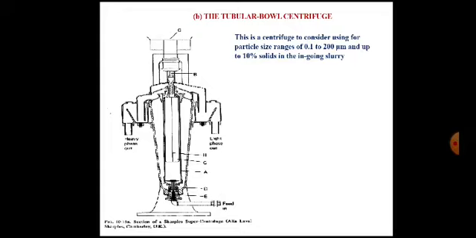But it is operated with broths, fermentation broth, which contain less than 10% of solid in the slurry, and it is one of the sensitive centrifuges. So the particle size, which ranges from 0.1 to 200 micrometers, this range of particle sizes can be separated by using this centrifuge.